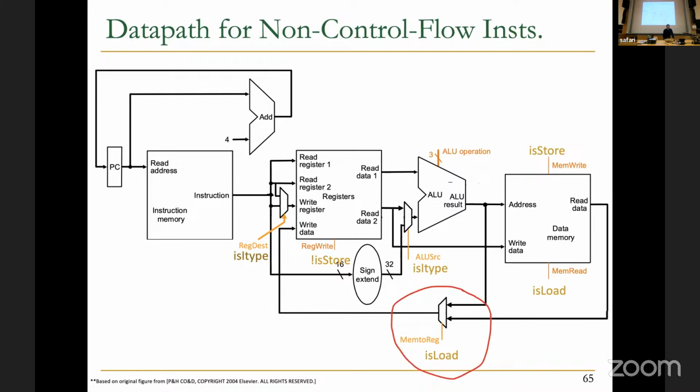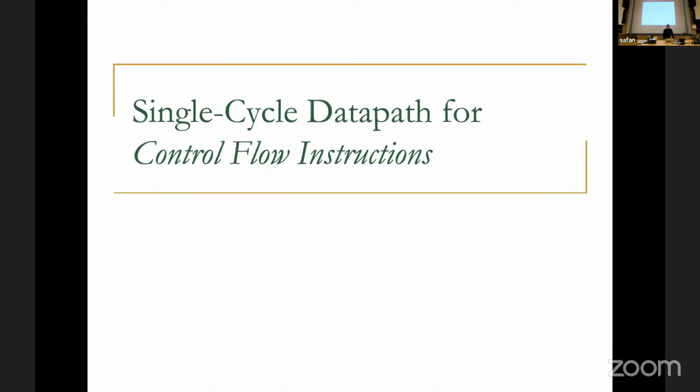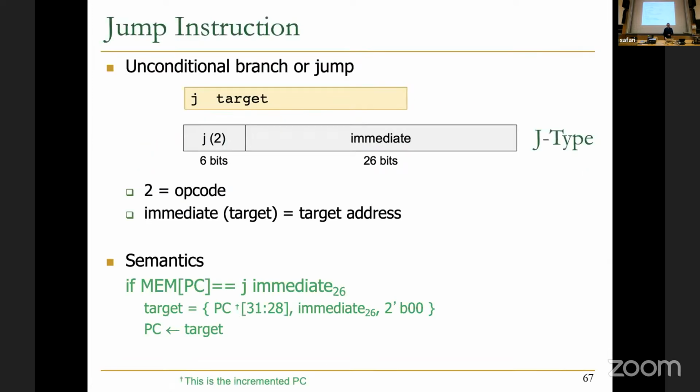Oh, okay, I already discussed this, so that's why it's circled. So now let's take a look at control flow. Control flow is going to touch some other parts of the data path without touching, let's say, the back end of the data path. So let's do the simple control flow. This is the jump instruction that we first studied, right? This is a J-type instruction, as you can see.